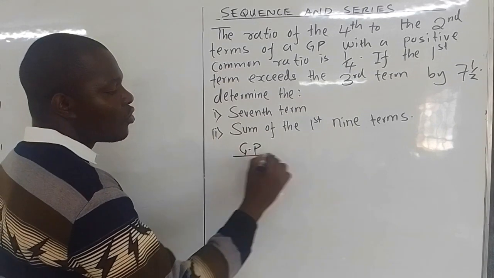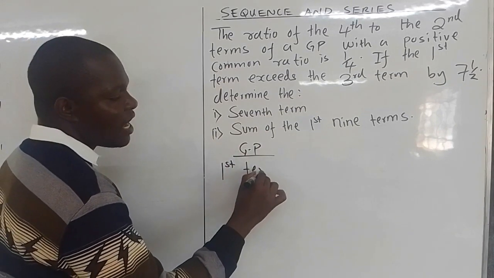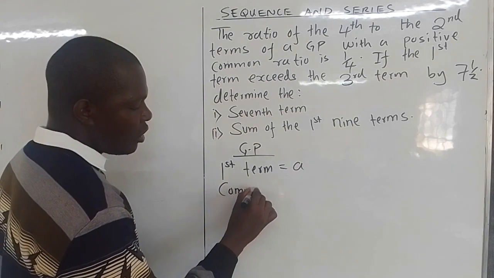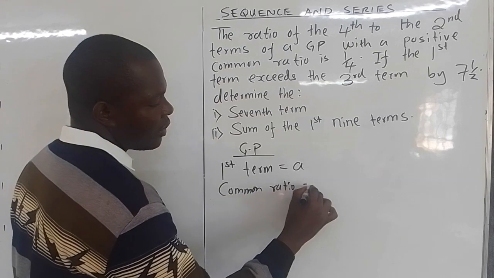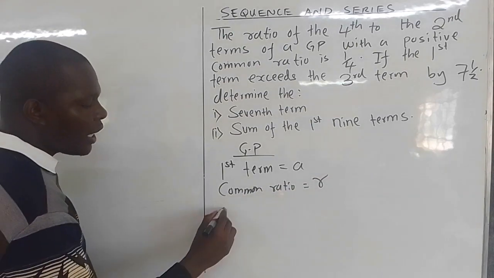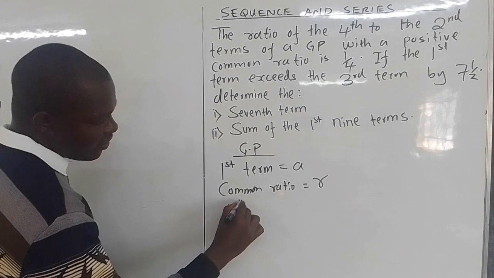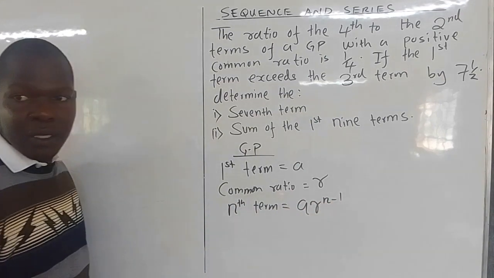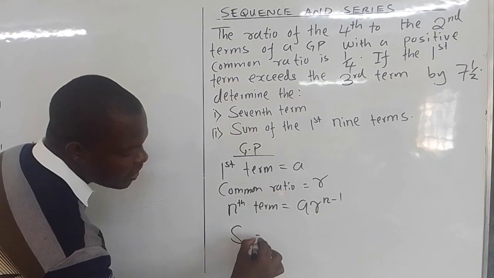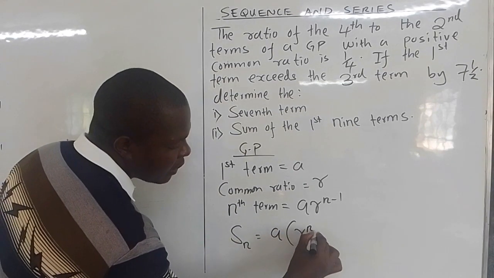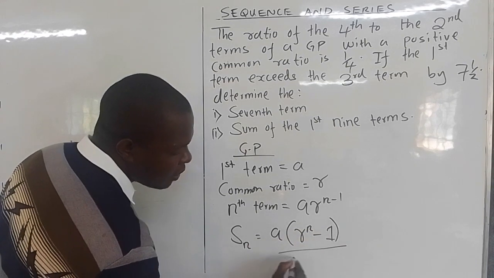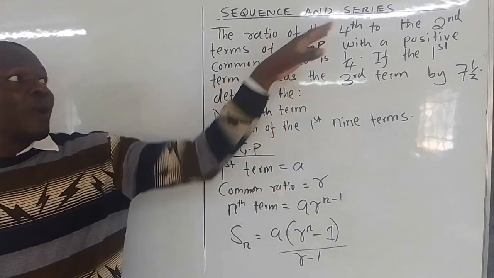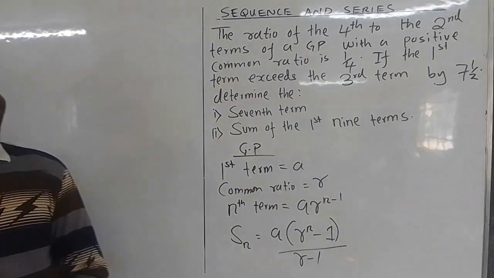So the first thing you need to know in a geometric progression, the first term is always denoted by a, and the common ratio is r, and the nth term is given by a r^(n-1), and the sum of n terms is given by a(r^n - 1) over r - 1. So once you identify the unknowns, is when you go back to the equation, isn't it? And you identify the terms, isn't it?